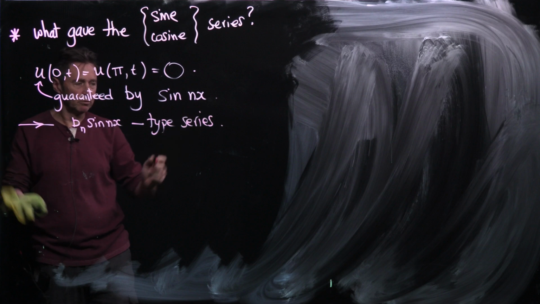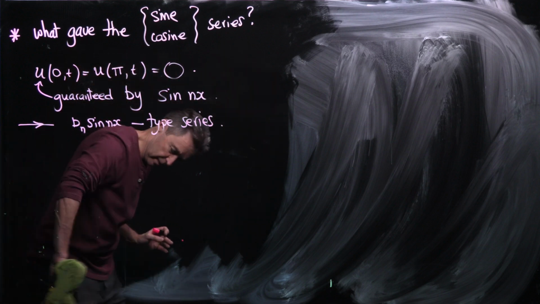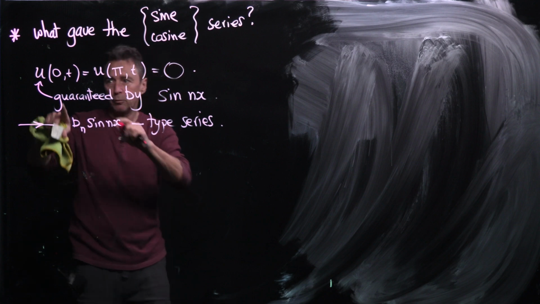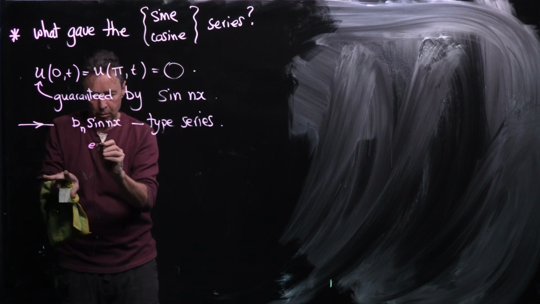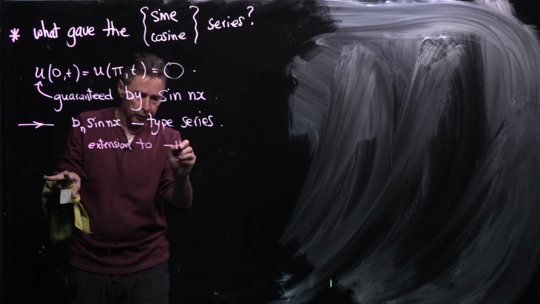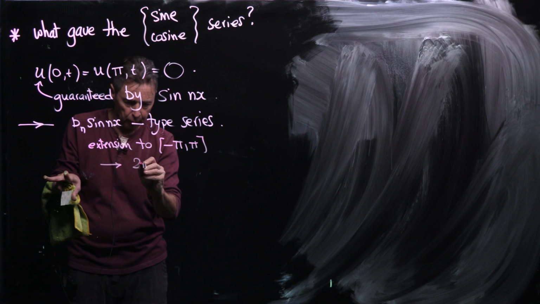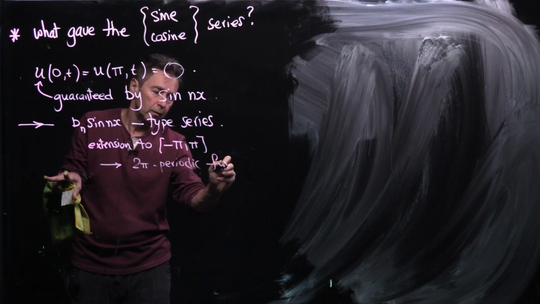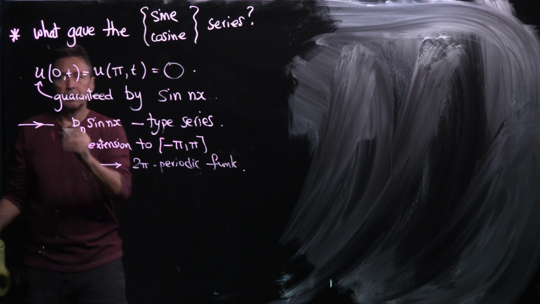And to relate it to the Fourier series stuff, we then just did the odd extension and made it 2 pi periodic. So we've gone from 0 to pi, we make the extension to minus pi to pi, and then we end up with a 2 pi periodic function. So it was those boundary conditions that led us to that. That was problem 1.